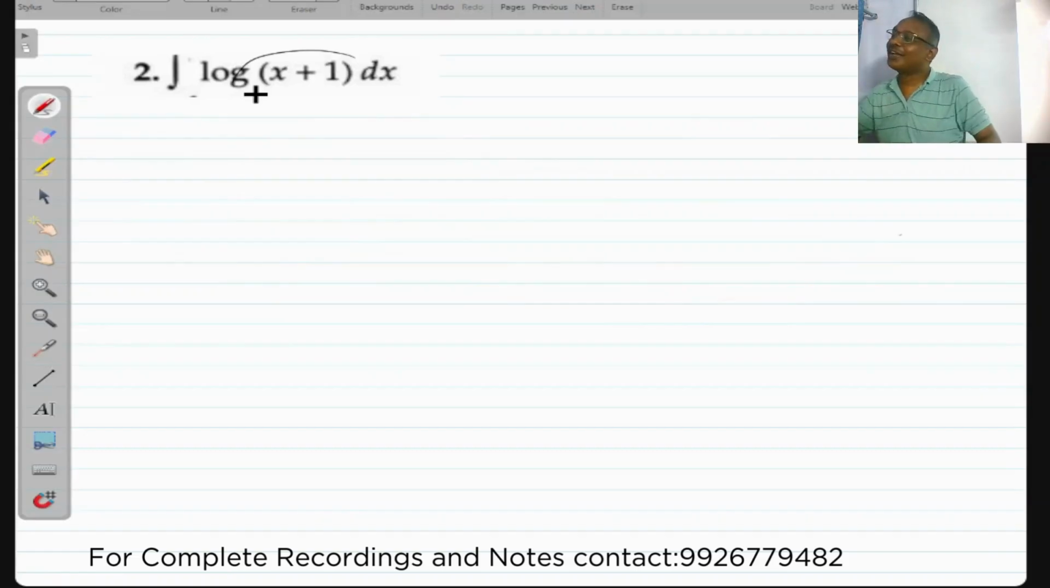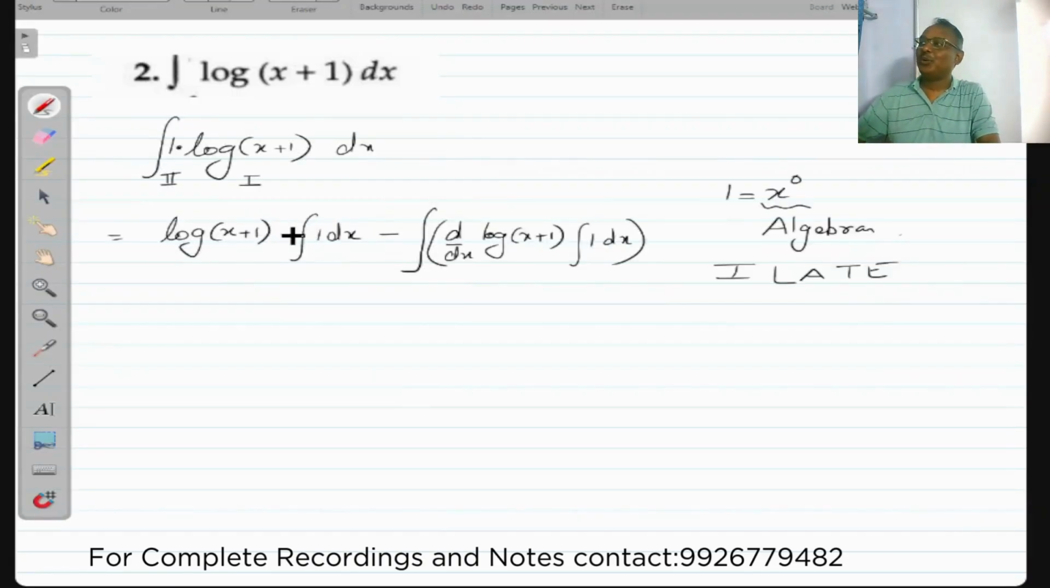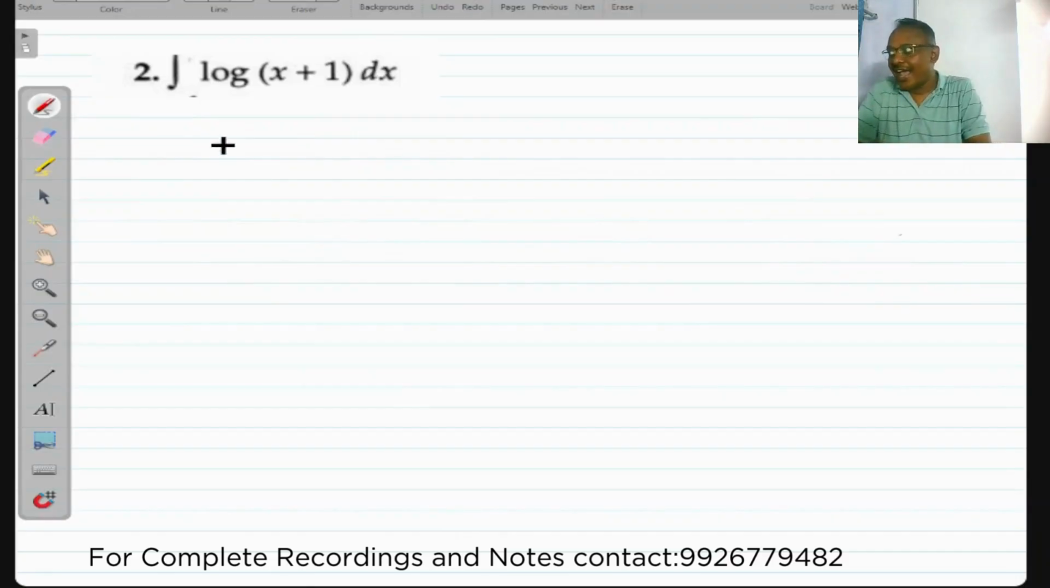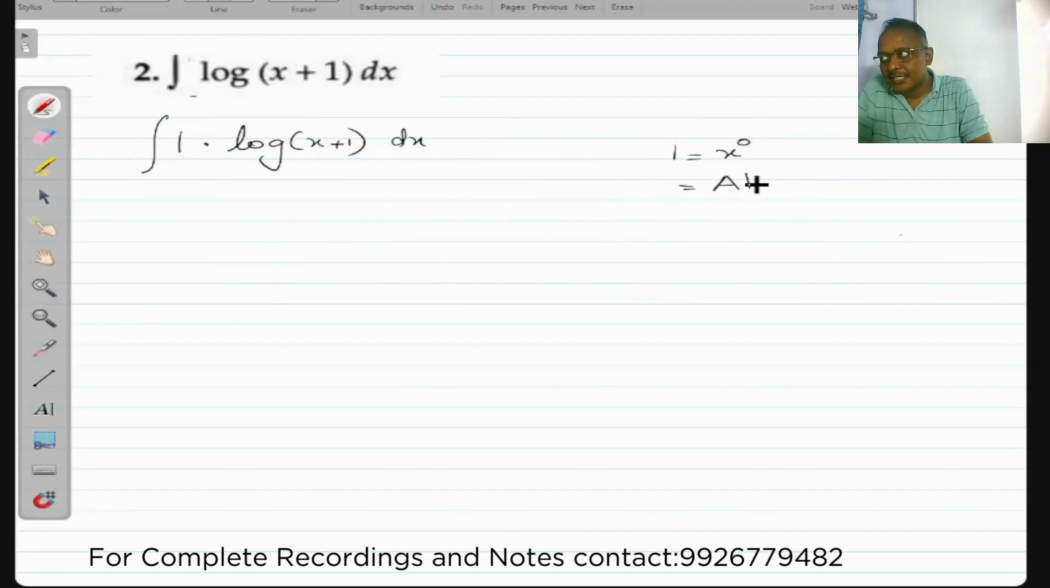If you have a logarithmic function only, then in that case what we need to do is take 1 and a log. 1 is x to the power 0. X to the power 0 means an algebraic function. The ILATE rule says logarithmic comes first and algebraic would be second.